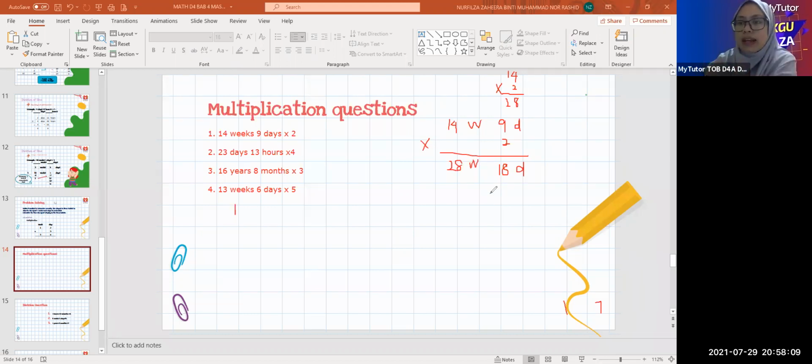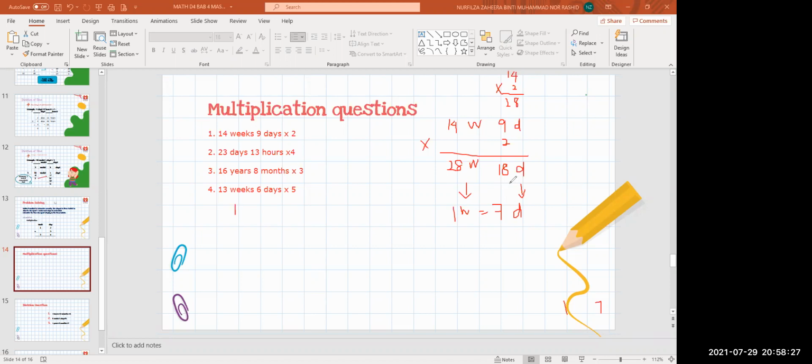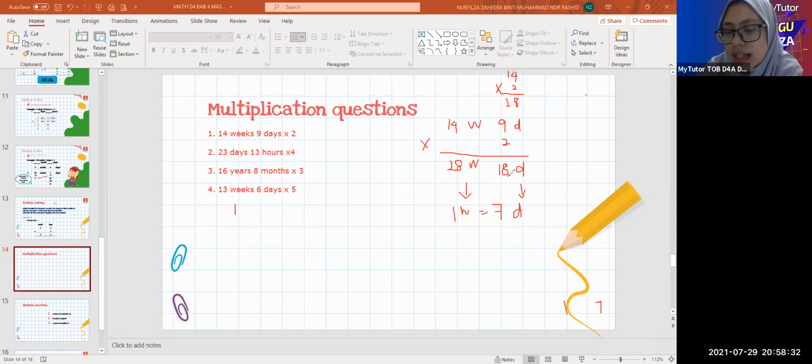All right, like I say, bring down your weeks. Bring down your days. 1 week has how many days? 7. 1 week has 7 days. Check your days here. Is this 7 or is it more than 7? Your answer here is more than 7. So whatever is more than 7, you have to convert it to weeks. Now that you have 18.